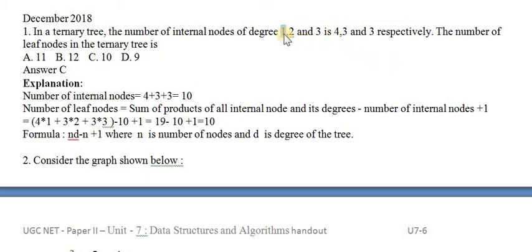4 internal nodes have degree 1, like that 3 internal nodes have degree 2, then 3 more internal nodes have degree 3 each. Okay, so now 4 into 1 plus 3 into 2 plus 3 into 3, minus the number of internal nodes, which is 4 plus 3 plus 3, 10, plus 1. So it is 19 minus 10 plus 1, which is 10. Okay, so that is the formula.